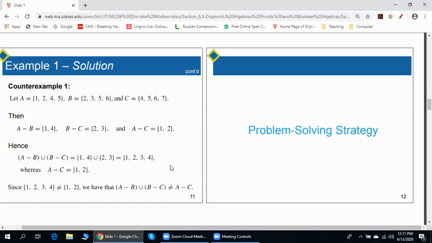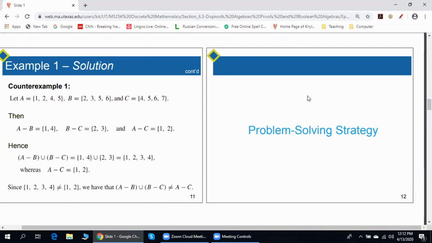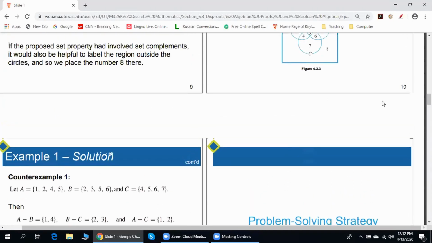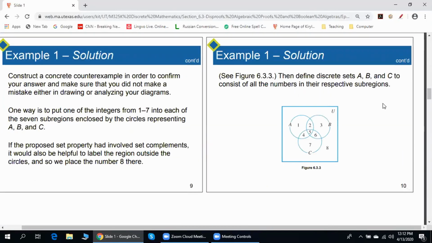Any questions here? Is there a situation where a Venn diagram drawing might not be the most convenient way to solve the problem? Well, in this course, the best way to come up with a counterexample is to draw Venn diagrams.